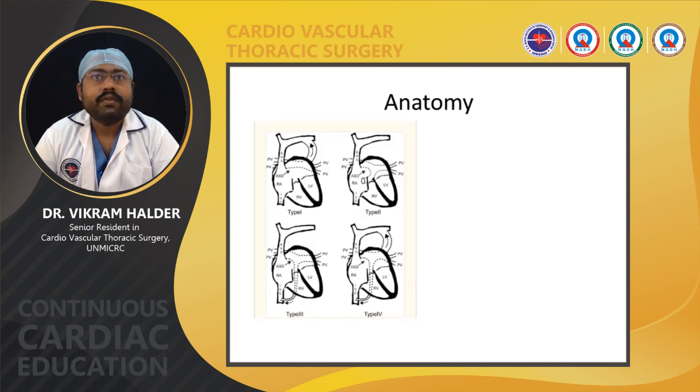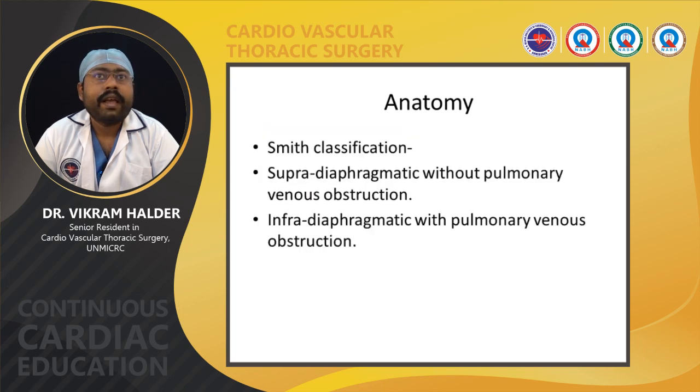And in this picture we have shown whatever I have described in the previous slide. There is another classification called the Smith classification, in which type 1 is supradiaphragmatic without pulmonary venous obstruction, and type 2 is infradiaphragmatic with pulmonary venous obstruction.